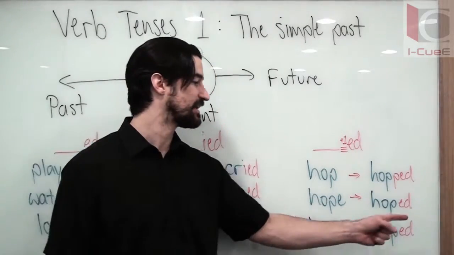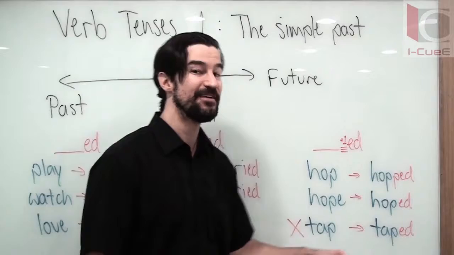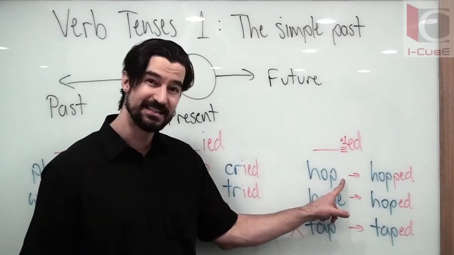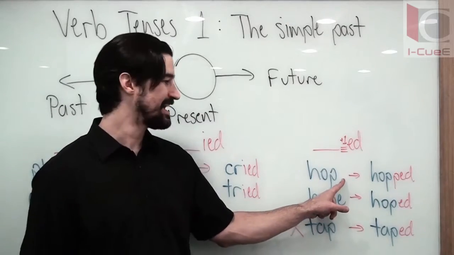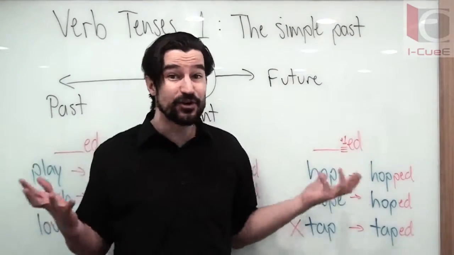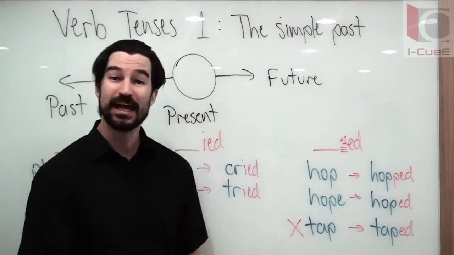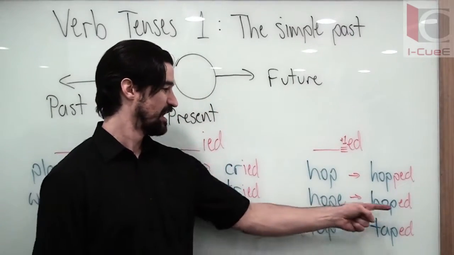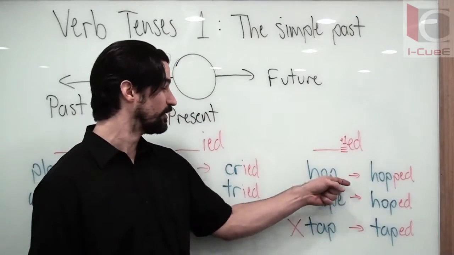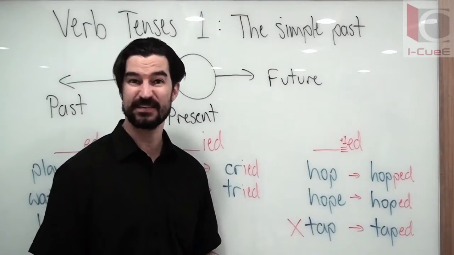Hope becomes hoped. If we didn't add another P here, then these two words would look the same, and I would never know. I would be reading and I would go, wait, is this hopped or hoped? So that's the reason for this rule, because we get a lot of these examples.